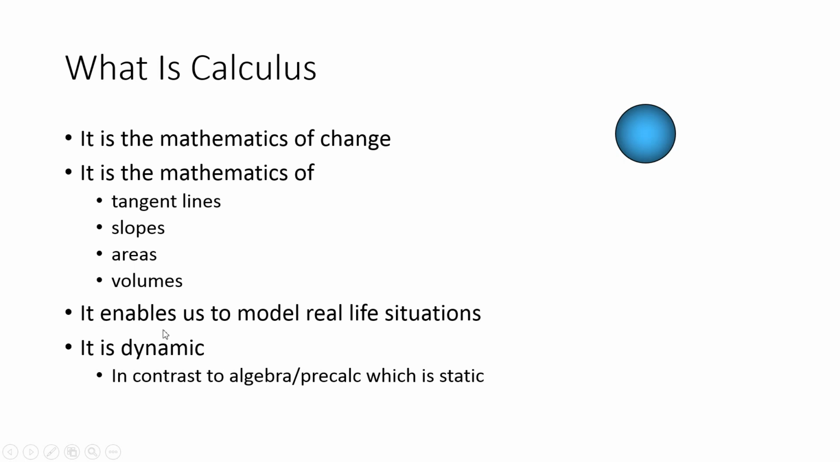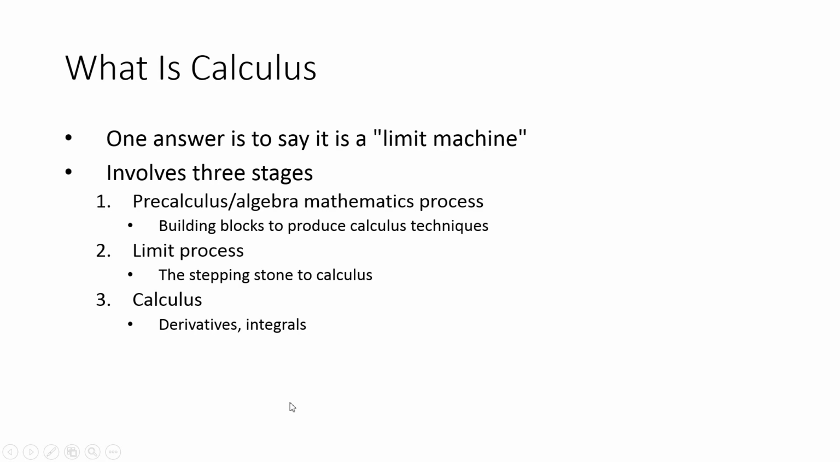Calculus also enables us to model real life situations. Calculus is dynamic. It is not static like algebra and precalculus. Calculus is also a limit machine. In Calculus 1, you must have experienced that limit is actually the key to derive any concept in calculus, like derivatives. Even the concept of continuity is incomplete without limit. So calculus is also called a limit machine.